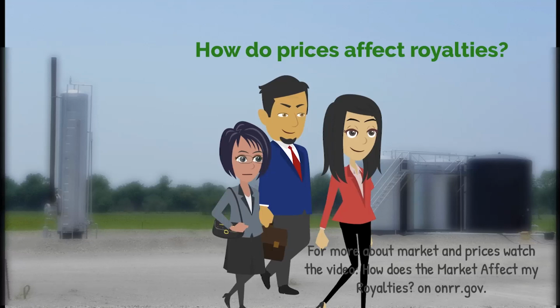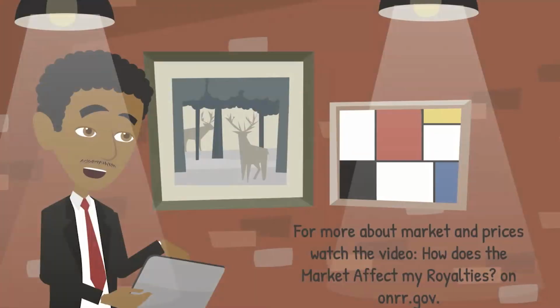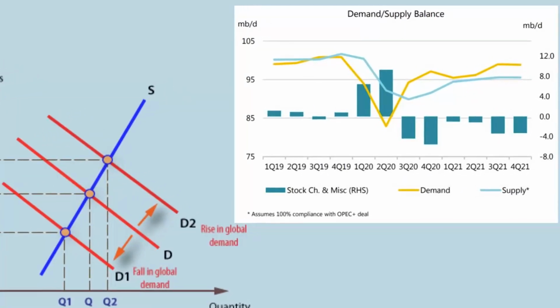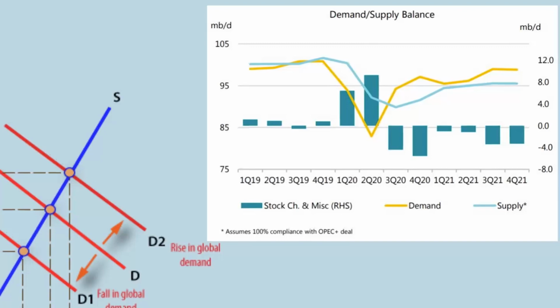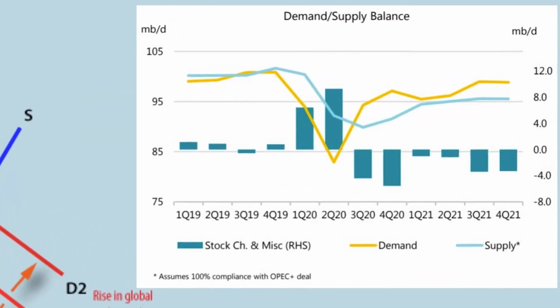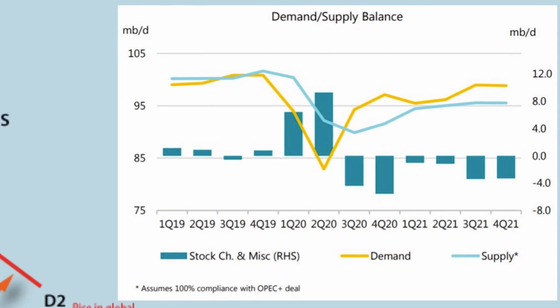Royalties for oil and gas are based on market prices. Market prices go up or down depending on supply and demand in the energy market, as shown in the graphs of supply production quantity versus oil prices, with a rise and fall in global demand.